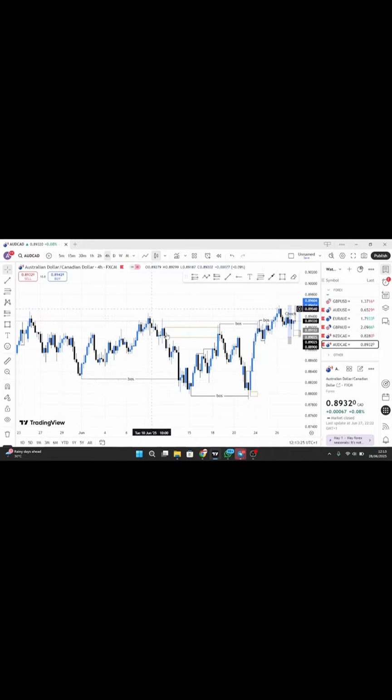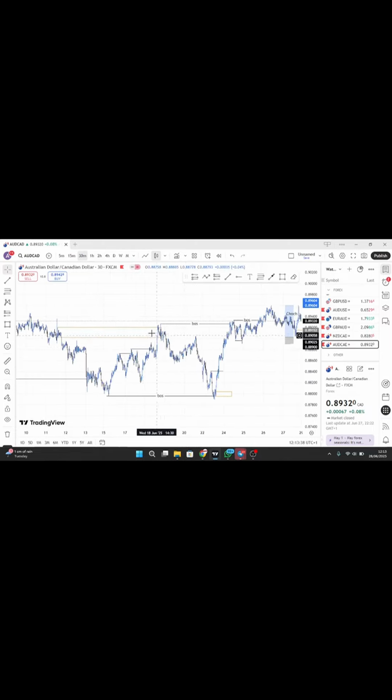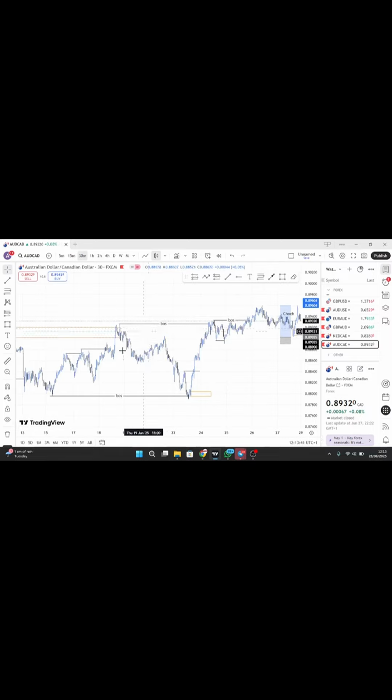So AUD/CAD was bearish, as you can see, and I was looking at this zone for a sell. So when price came into my zone, right, I look for a market structure shift to the downside. So I went to the 30 minutes time frame. All right, so just remember, this was the zone. This was the zone the market came into, right? And I got my market structure shift here, or my change of character here, right?